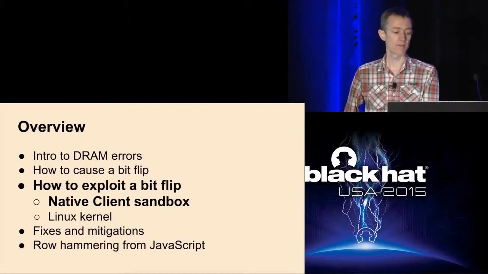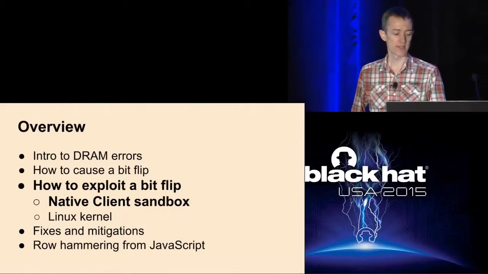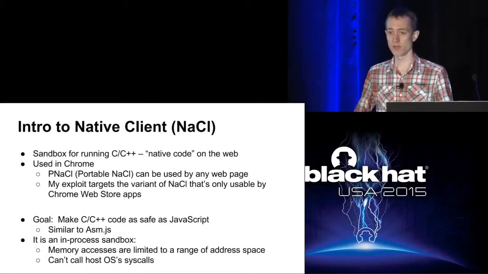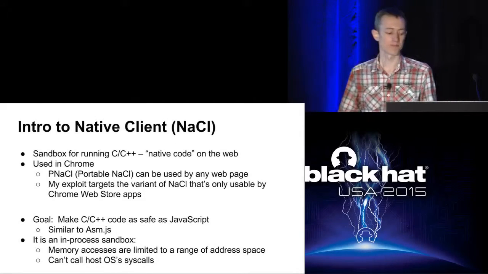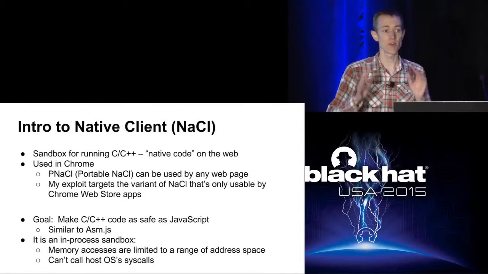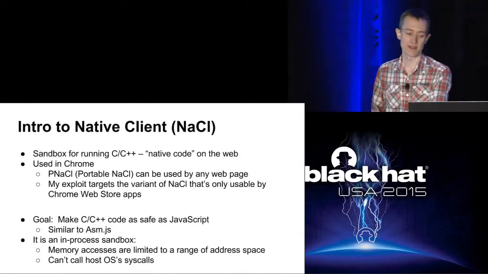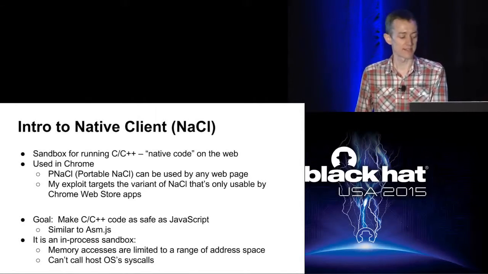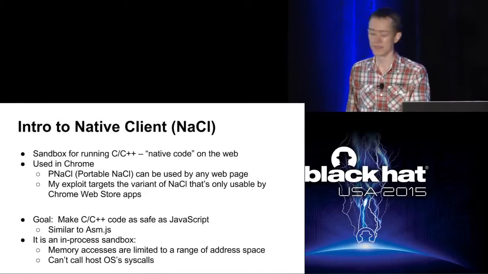So I'll talk about the native client exploit first. So our native client is known as NaCl for short. And this is the exploit that I got working first because it was the easier one to do and because I'm more familiar with NaCl. So NaCl is basically a sandboxing system for running native code such as C and C++ programs. And it's used in Chrome. And Chrome allows one variant of NaCl called Portable Native Client to be used by any web page. Though I should point out that my exploit only targets a different variant of NaCl that's only usable by apps in the Chrome Web Store.